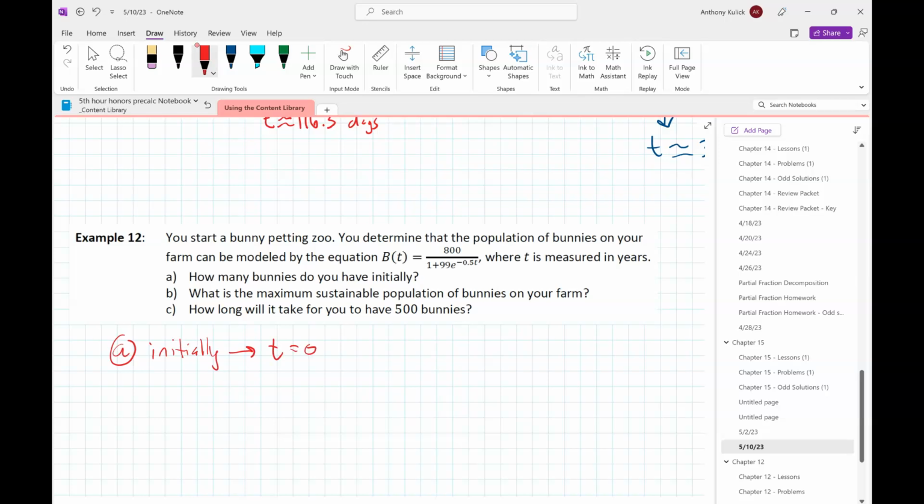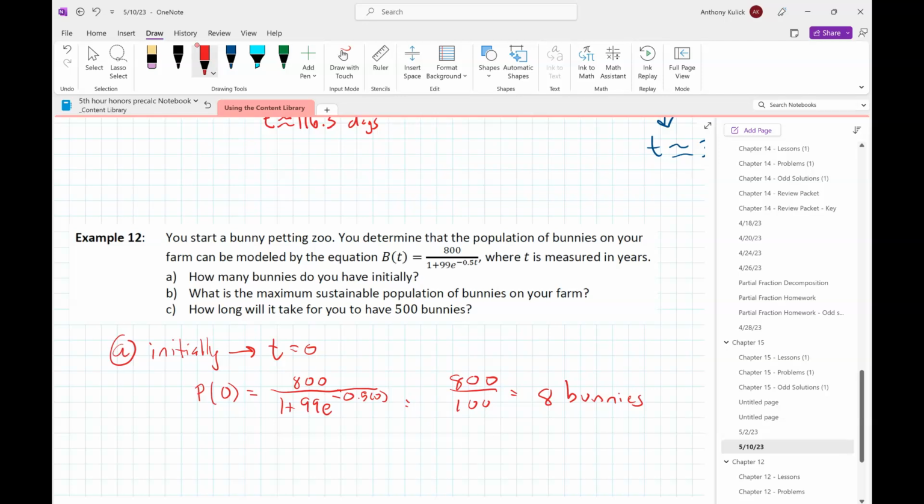Zero, that's correct. So if I just do b of 0, I'm just plugging 0 into this function. Now, negative 0.5 times 0 is 0, right? e to the 0 is 1. So 99 times 1 is 99, and 1 plus 99 is 100. So we should have 8 bunnies initially.